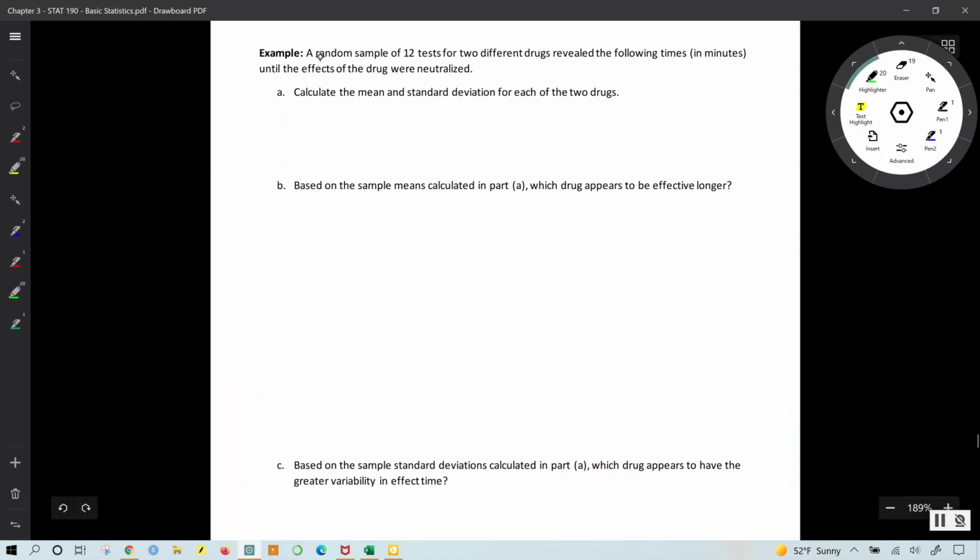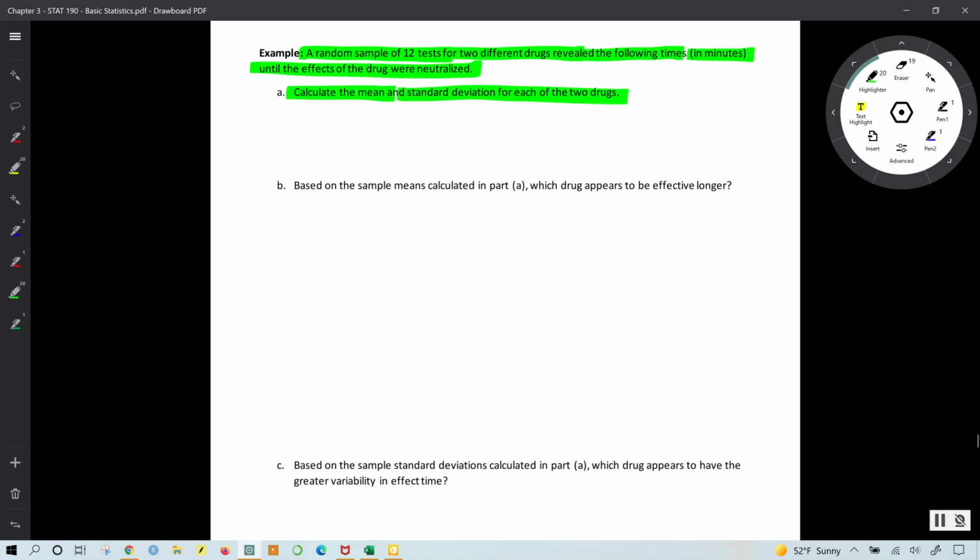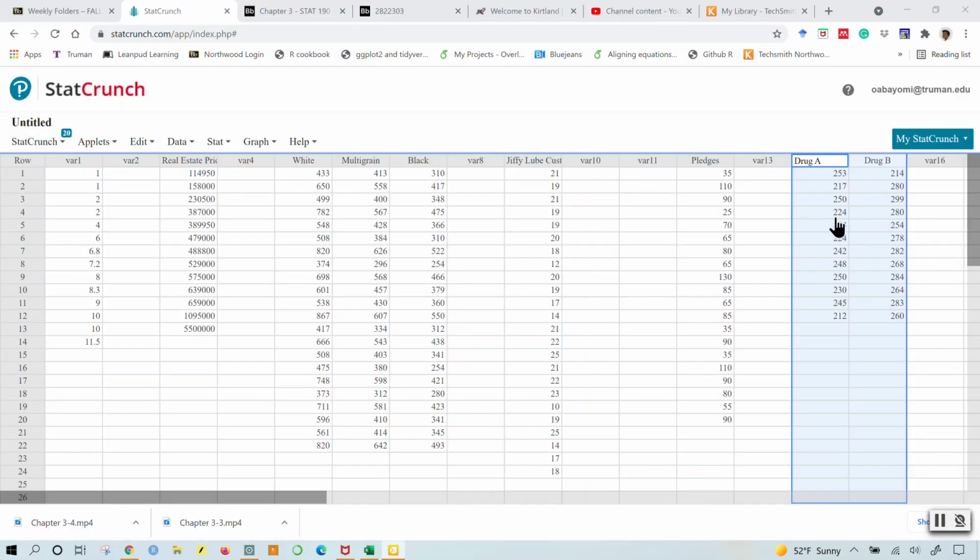Here we're told that a random sample of 12 tests for two different drugs revealed the following times in minutes until the effects of the drugs were neutralized. And we're going to see that data in a little bit. Our goal is to first compute the mean and standard deviation for each of the two drugs. So let's see. Here on your screen are the two data sets for drug A and drug B.